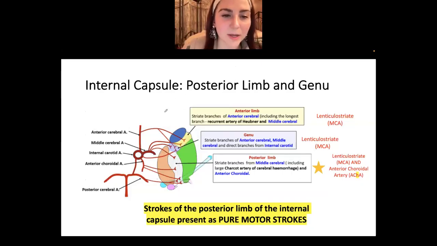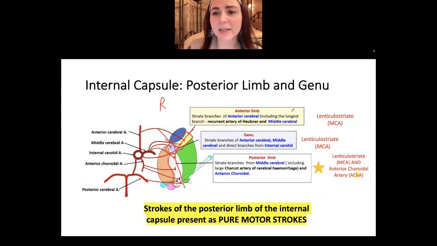But if we're looking down at the brain, this is the right side of the brain. So we're looking down onto it. This would be the internal capsule right here. They color coded it: everything in yellow is the anterior limb. The blue is the genu, or the bend. And then everything down here is the posterior limb.